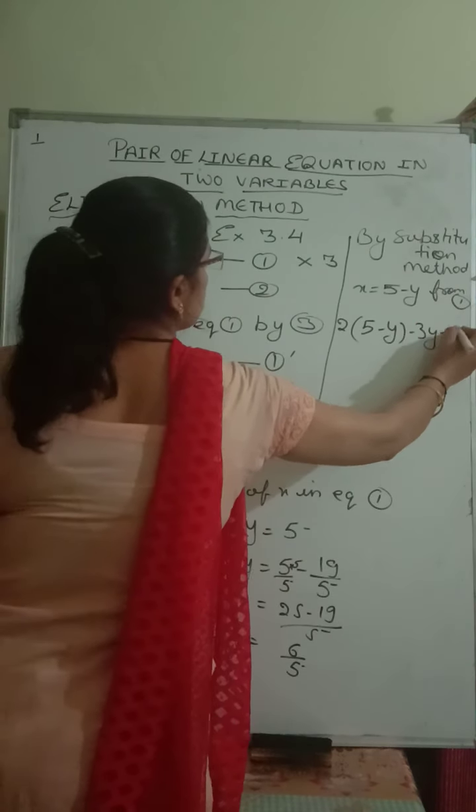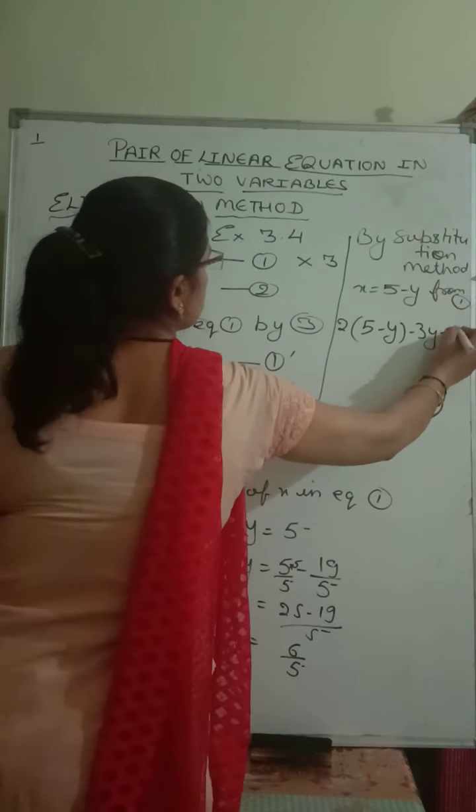So substituting this value, 2 into 5 minus y, minus 3y equals 4. 5 twos are 10, minus 2y minus 3y equals 4. So 10 minus 5y equals 4. Minus 5y equals 4 minus 10, as 10 goes to the other side. Therefore y equals minus 6 upon minus 5. So the minuses cancel out and you get y equals 6 upon 5. See, the value of y is 6 upon 5.